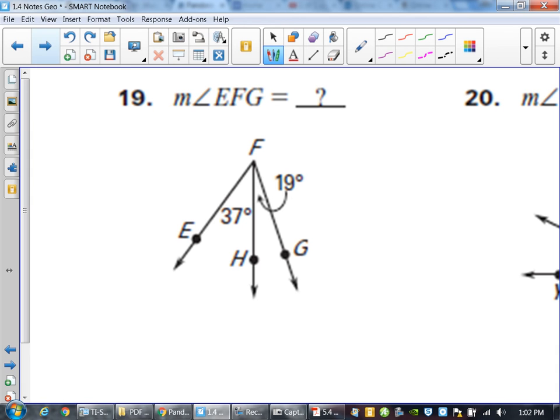So in this case here, do we have two angles that share a common vertex? Yes. Angle EFH and angle HFG, they all share a common vertex. It's at point F, which means I can add those two together to add up to equal the whole. So 37 plus 19 equals 56. Math is easy today.